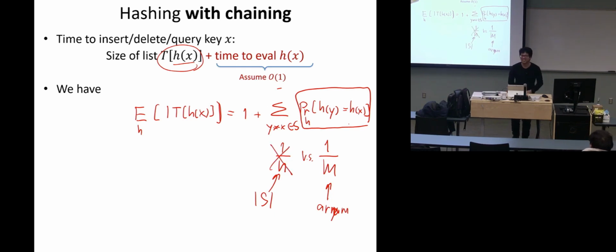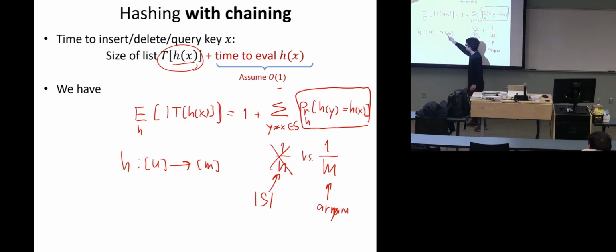So it's 1 over m because h is a function from u to m, right? So it maps each guy into a random number in m. So whatever this guy is, when you fix h of x, whatever it is, when y is different from x, the probability that it's going to map to the same value is just 1 over m, because there are m choices for h of y. Okay.